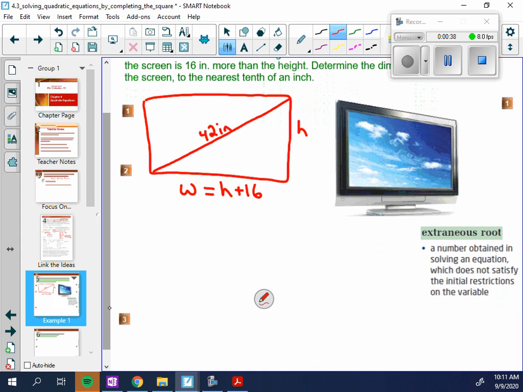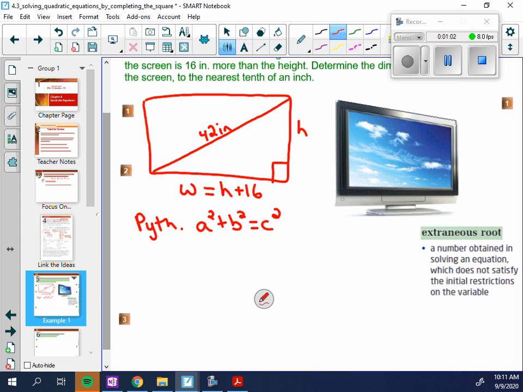All right, what formula can I use to relate these three sides? They didn't give me an equation. If it was area, I would do area. In this case, I'm going to use Pythagorean's theorem, which connects all three sides, right? So I know that Pythagorean's theorem is going to be my a squared plus b squared equals c squared.